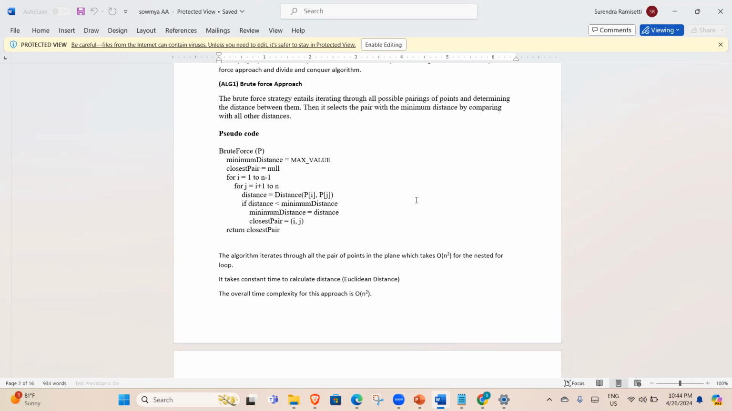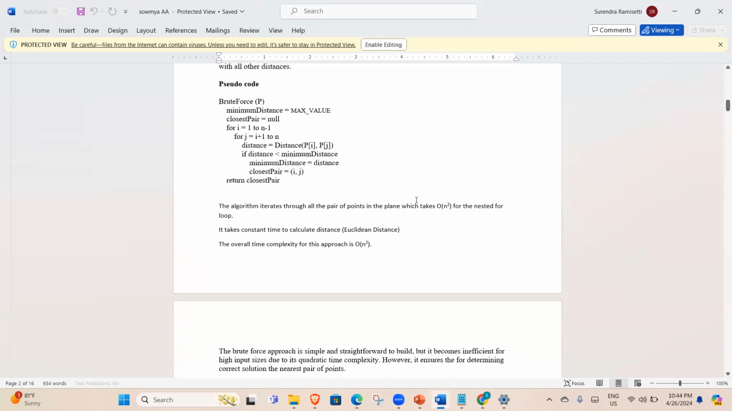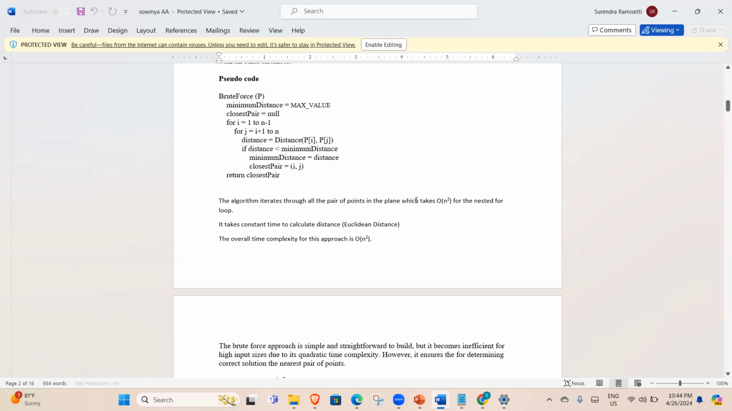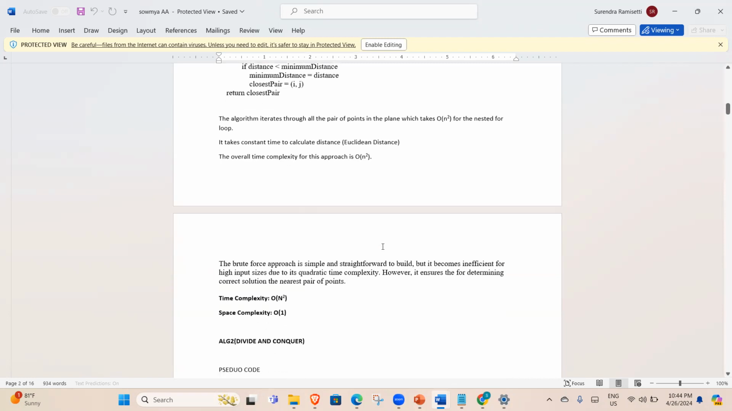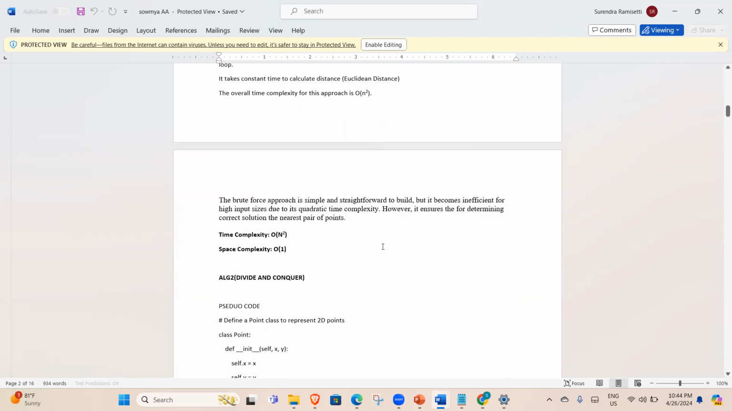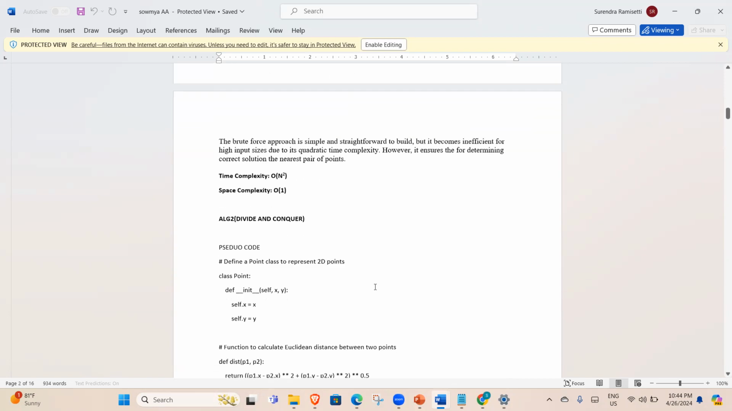It iterates through each pair of points in the plane, calculates the distance between each pair using the distance formula, that is Euclidean distance, and then it keeps track of the minimum distance found so far along with the pair of points, and then we return the indices. It takes O(n squared) time complexity and O(1) space complexity.